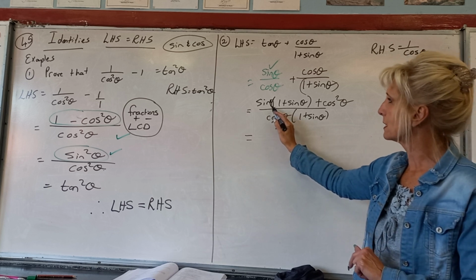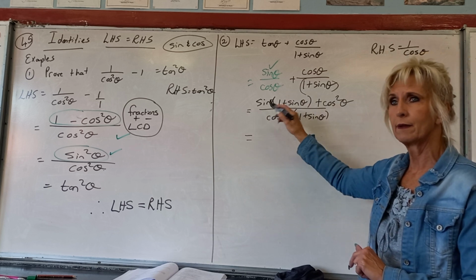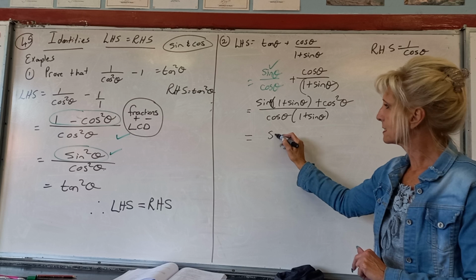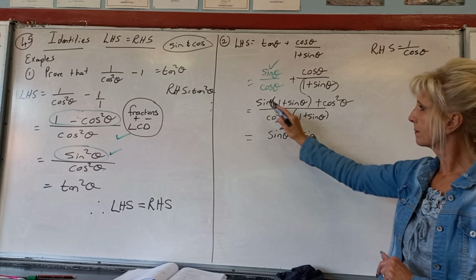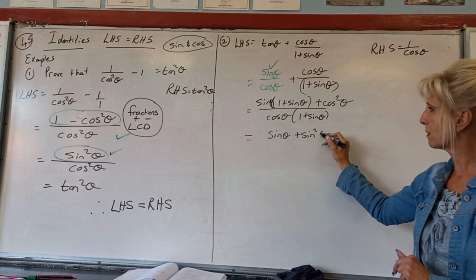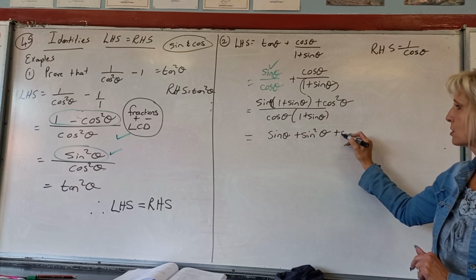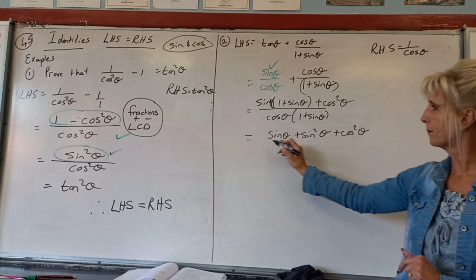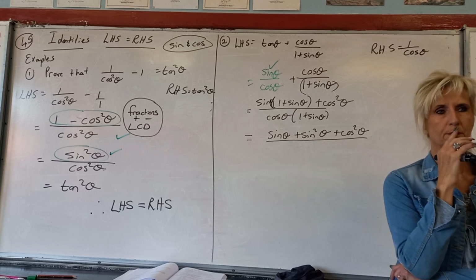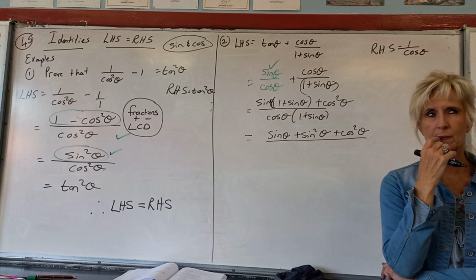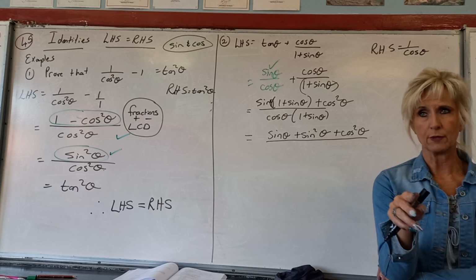Alright, so sin theta, I've got to times it in here. And then I'm going to get sin theta plus sin square theta. And this cos square theta is still there. Now at the bottom, do I times that out as well? Yes. What are you trying to do?